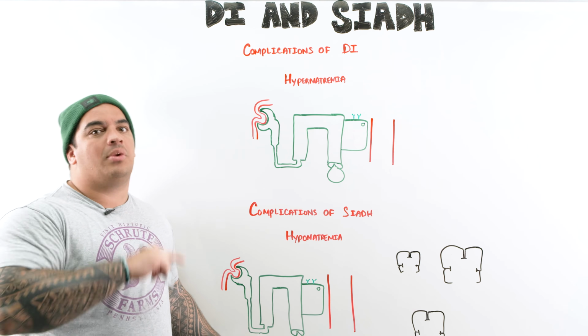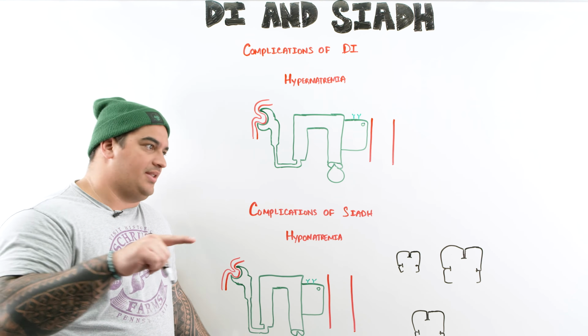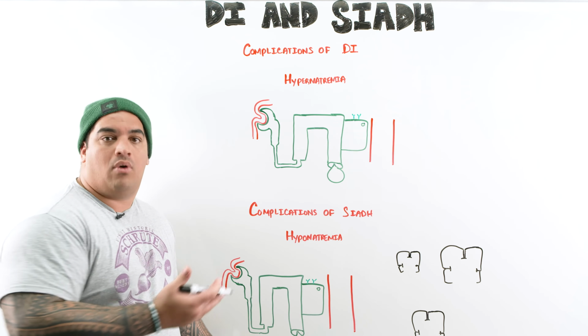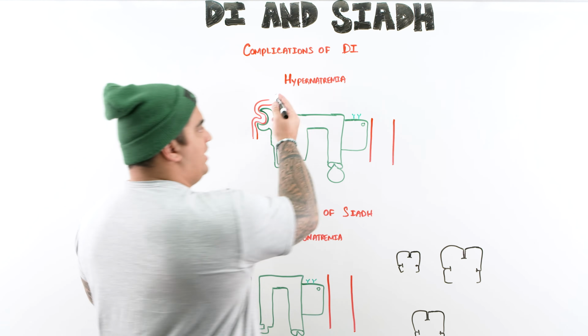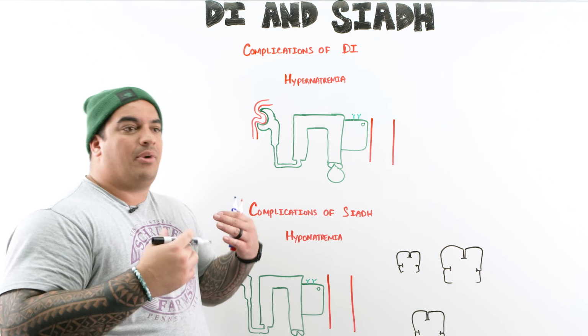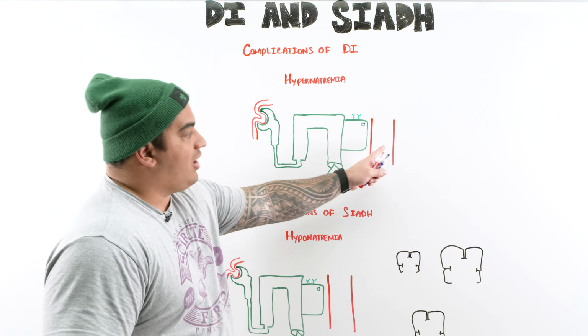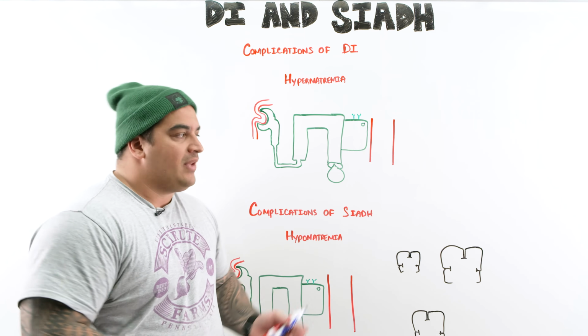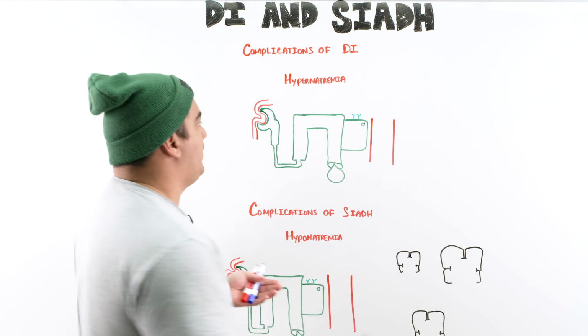Well, oftentimes it's all related to that water factor, right? So in DI, what's happening? You're not really reabsorbing water, you're losing a lot of water into the urine. So it's the same concept here. These patients get rid of so much water that they lose a lot of the water in their bloodstream, so their sodium actually starts becoming a little bit more profound. And so they end up developing hypernatremia.